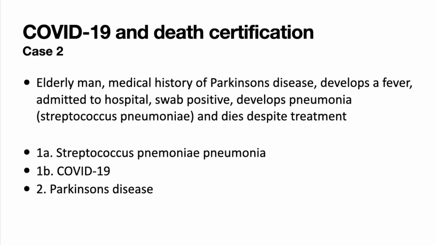So a suitable death certificate would be 1A Streptococcus pneumoniae pneumonia, 1B COVID-19, and Part 2 Parkinson's disease. So here we're saying that there was a superimposed bacterial infection that developed on the background of the viral infection from COVID-19. And it's really important that both of those are recognised and reflected on the death certificate.